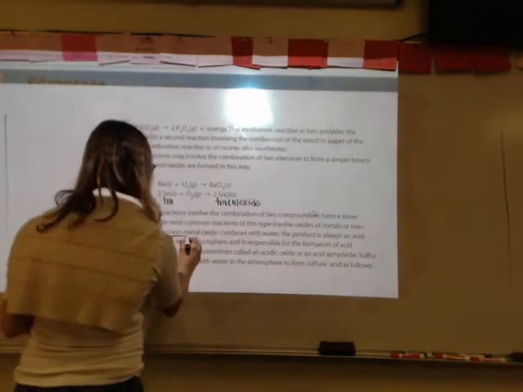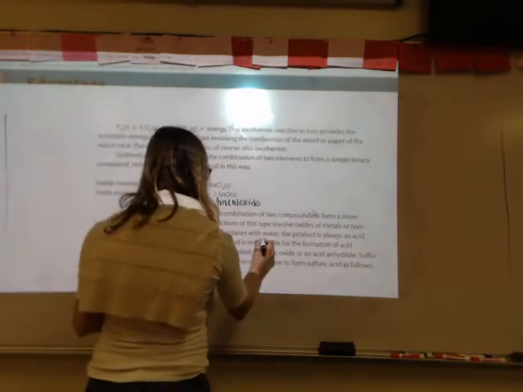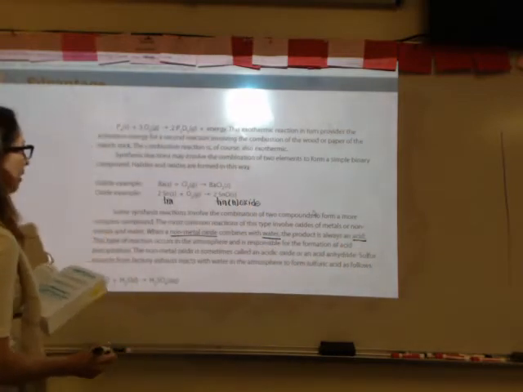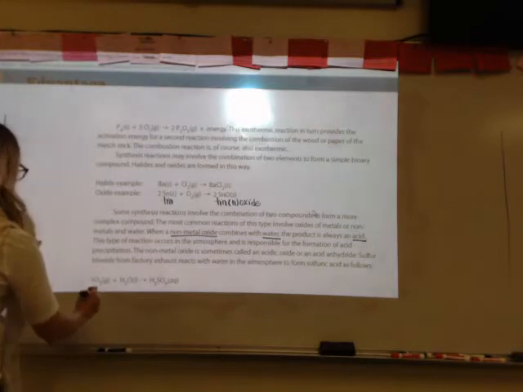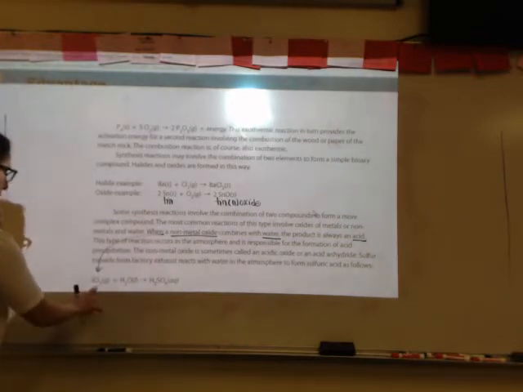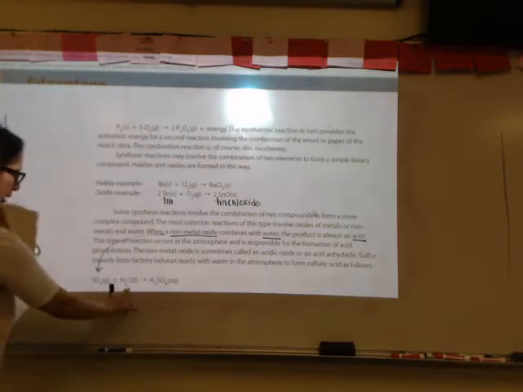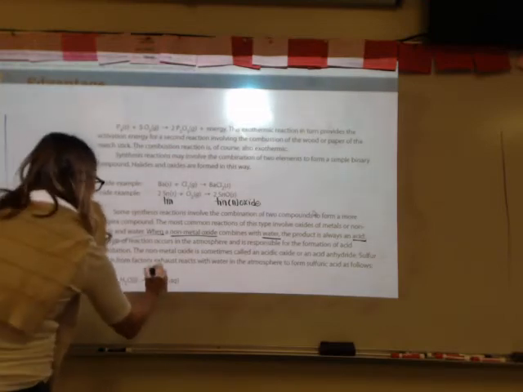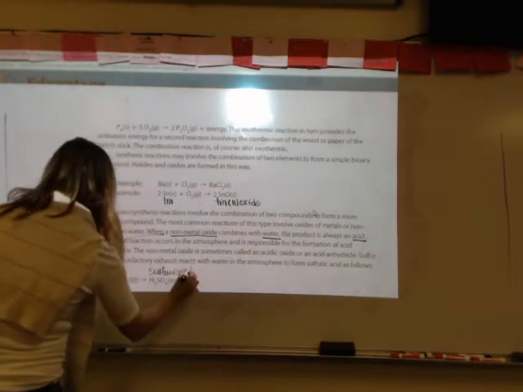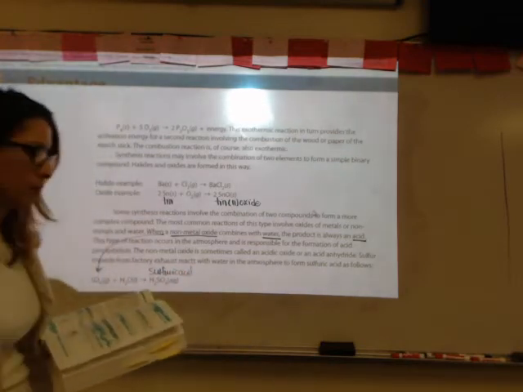Non-metal oxides, when they combine with water, will always produce an acid. So down here, when you have SO3, which is a non-metal oxide, because sulfur is a non-metal, when it combines with water, here is your acid, sulfuric acid, that you are producing.